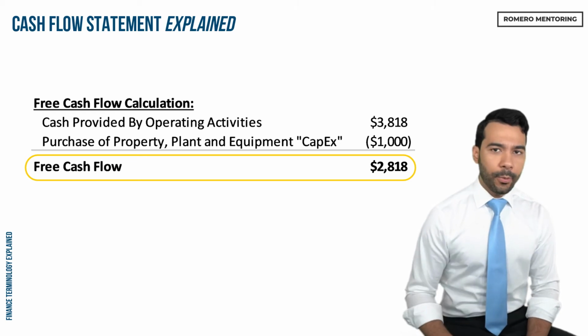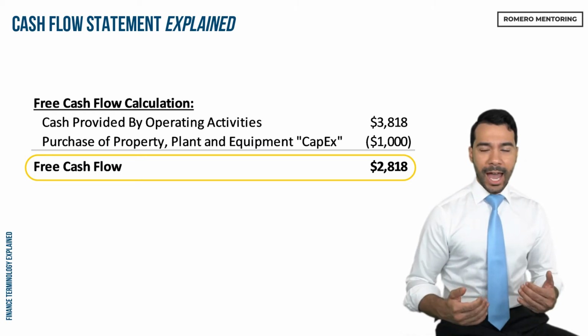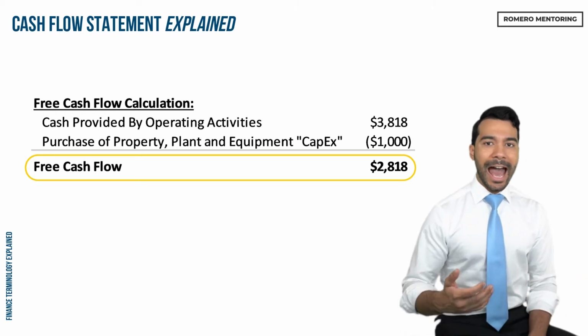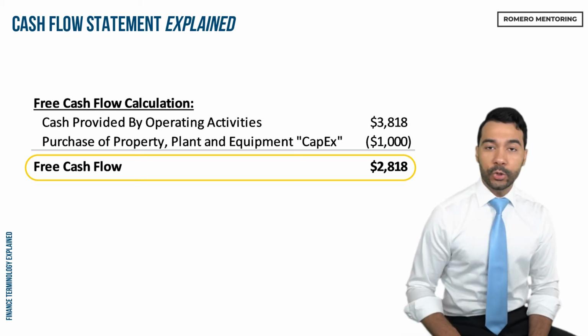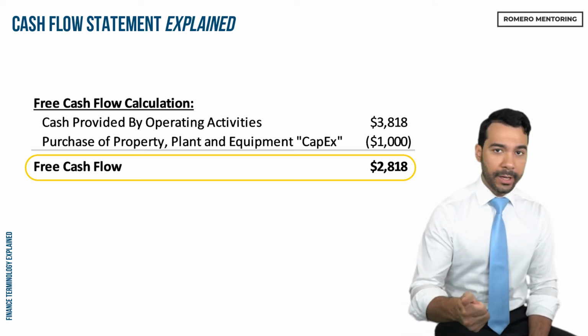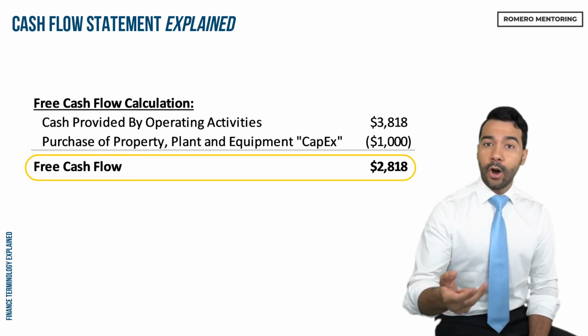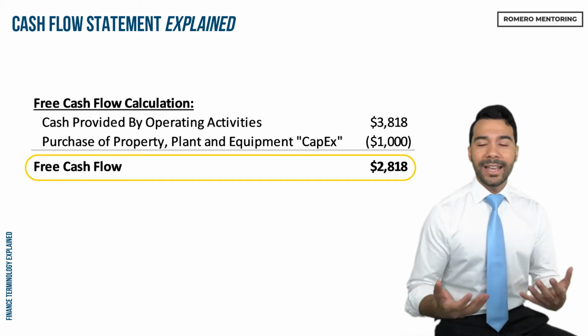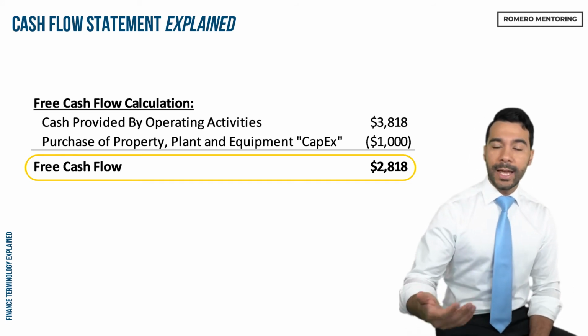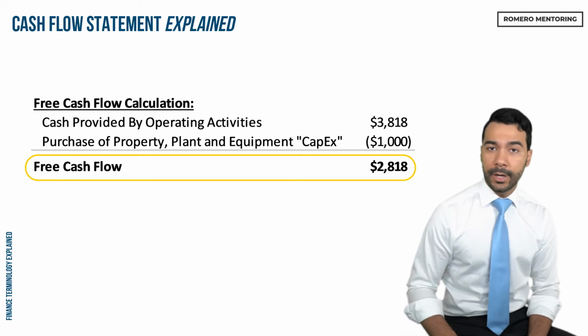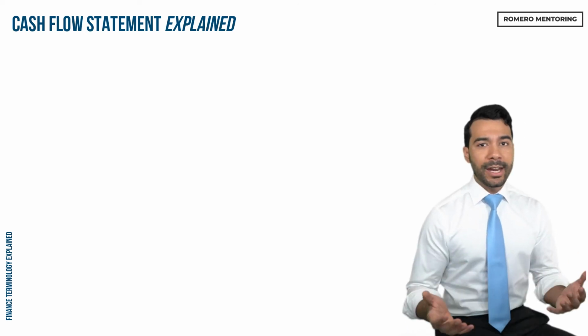This number is very important because it tells us as investors, as analysts, how much cash the company has available to either pay down their debt, their obligations, return capital to their shareholders in the form of a dividend or buying back shares, and also to reinvest in the business to continue the development and future growth of the company. Now, with that being said, let's look at an example.